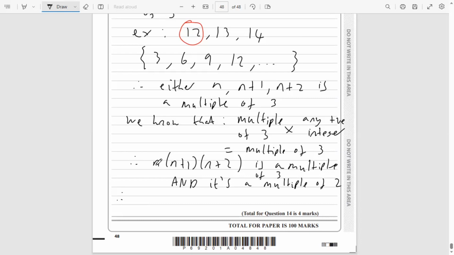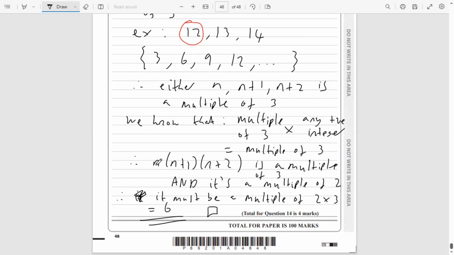So therefore, we've got this number here, n times n plus 1 times n plus 2. It's even, a multiple of 2. It's also a multiple of 3. So therefore, it must be a multiple of 2 times 3, which is equal to 6. So it must be a multiple of 6, right? So again, think about it. You've got an even number, and it's a multiple of 3. It must be a multiple of 6, right? So therefore, that's how we would prove that result there.